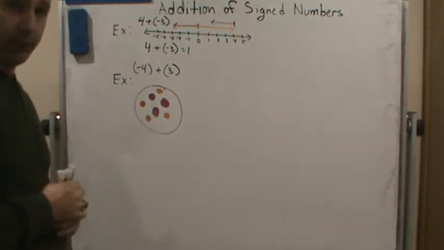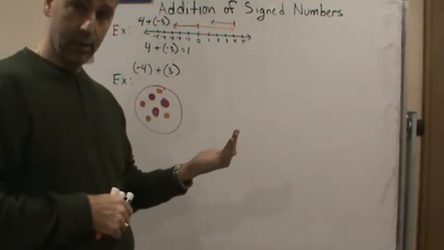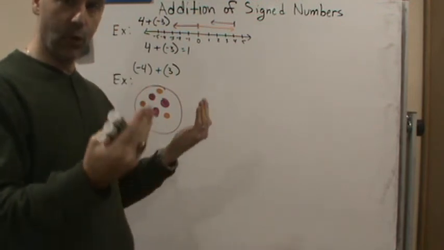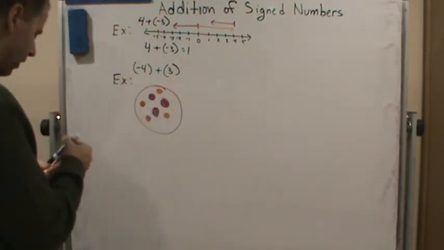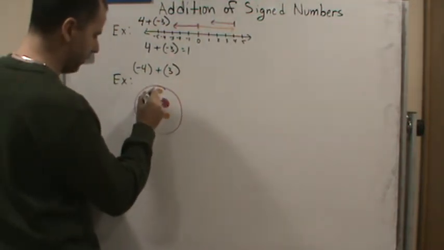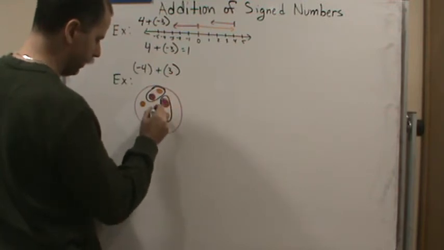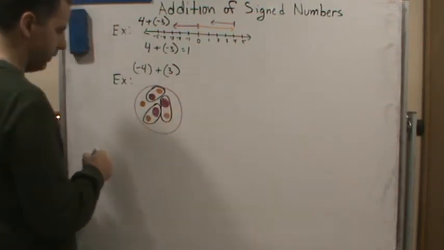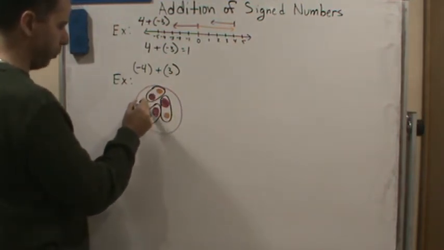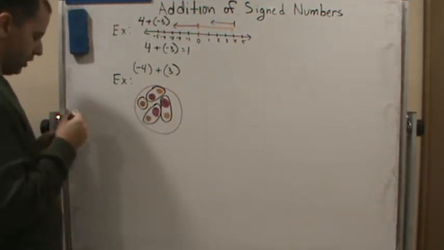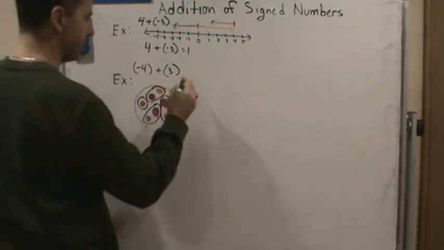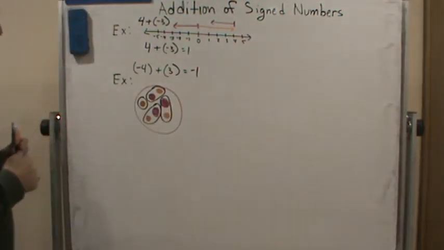And now here's the thing. For every positive chip that's paired up with a negative chip, those cancel each other out. So if I pair them up, let's pair these 2 up, and let's pair these 2 up, and let's pair these 2 up. Well, these cancel each other out, and so I ended up with what? 1 negative chip. Okay? And so that tells me that negative 4 plus positive 3 is equal to negative 1. And it's that easy, right? You just pair them up.